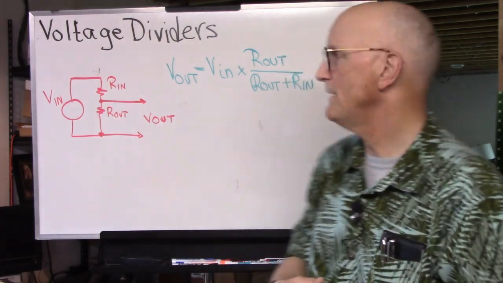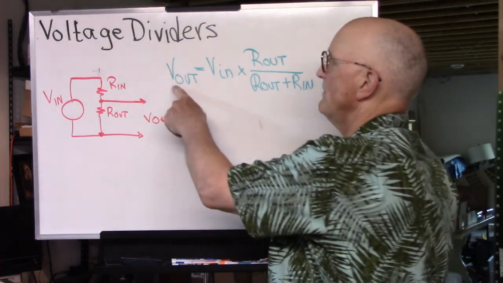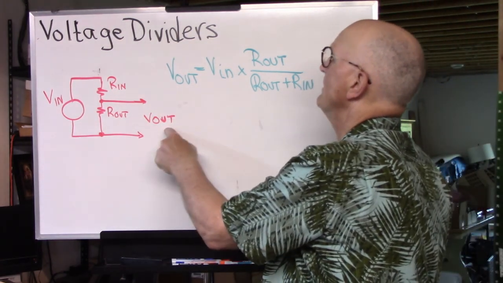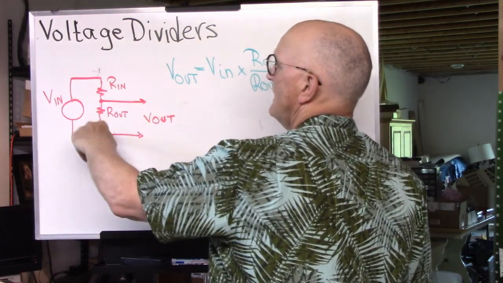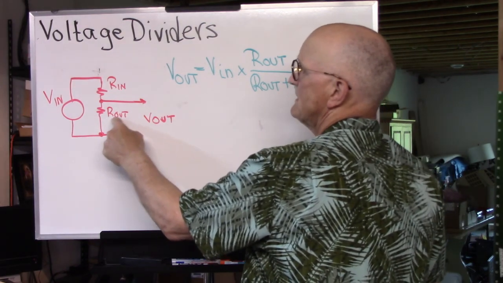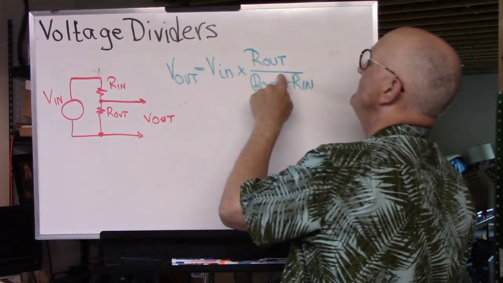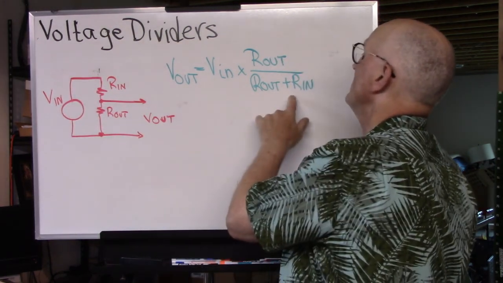And to find the voltage output here is very simple. It's very straightforward. You have the voltage output, this voltage here, is equal to the voltage that you're applying over this entire string, times the output resistance divided by the sum of these two resistors, R out plus R in.